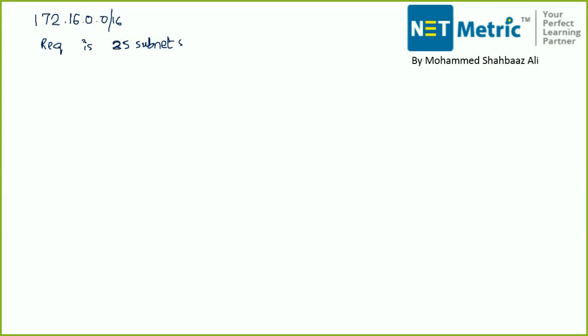Requirement is 25 subnets. Then how to start? What should we do first? We need to find the n value first. So what is the formula? Formula will be 2 to the power of n greater than or equal to the requirement. What is the requirement now? 25. So what will be the n value?